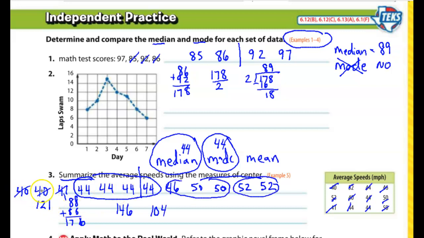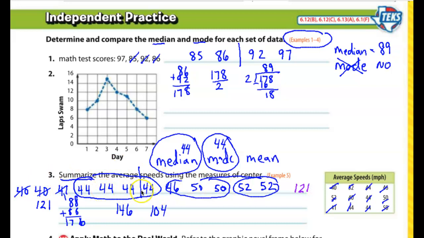I noticed that 40, 40, and 41 are really close to each other. 40 plus 40 is 80, plus another 40 would be 120, but then there's one more. So one of my values I'm going to add up is going to be, and I'm going to change my color just so that it doesn't get confusing, 121, and that's going to represent these first three.